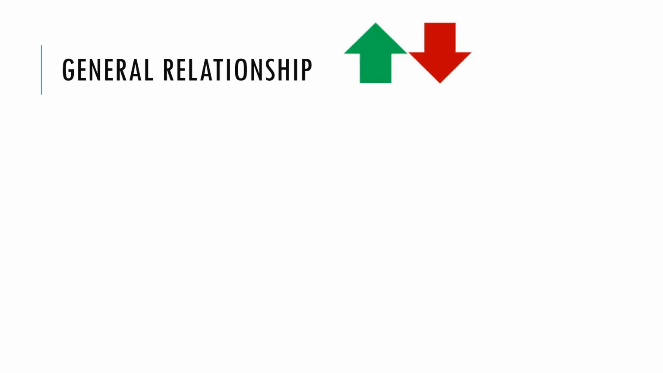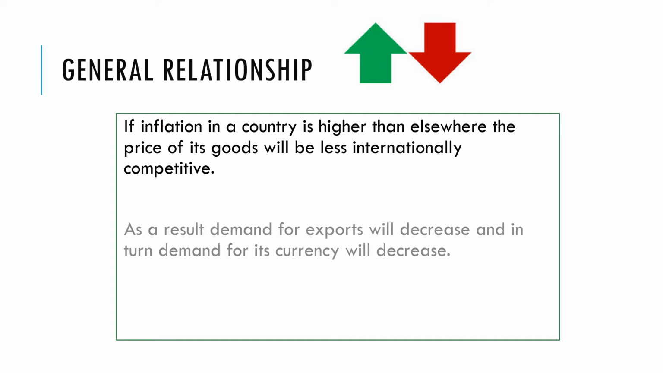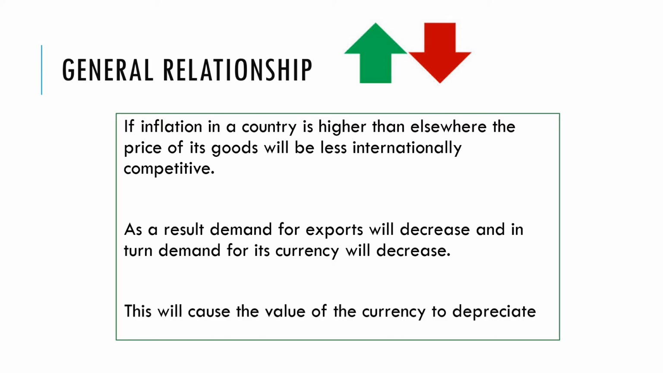So the general relationship here between inflation and the exchange rate: if inflation in a country is higher than elsewhere, the price of its goods will be less internationally competitive. As a result, demand for exports will decrease, and in turn demand for its currency will decrease. This will cause the value of the currency to depreciate. So high inflation leads to depreciation. But of course the opposite is true, as we saw in our previous example. Low inflation would lead to appreciation.